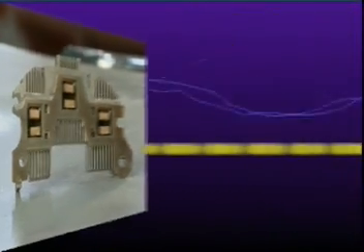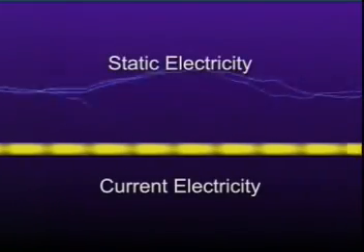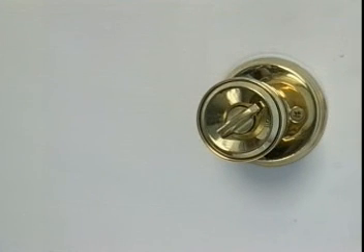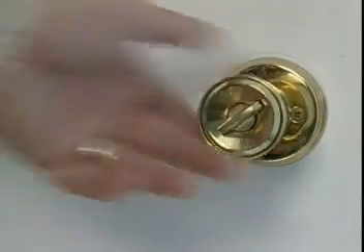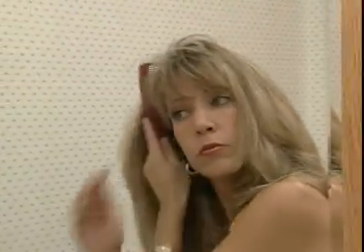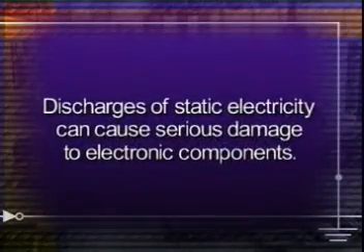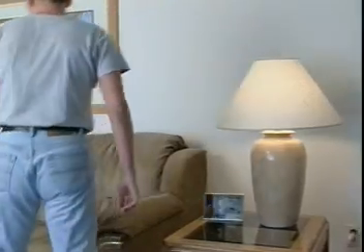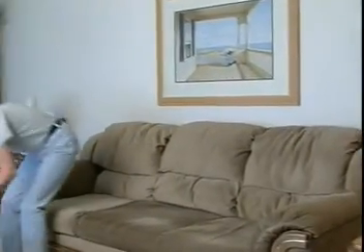It's important to be aware that there are two basic types of electricity: static electricity and current electricity. You encounter static electricity when you touch a door handle in your house or car on a cold, dry day and feel an electrical shock, or hear a crackling sound when you run a comb through your hair. Discharges of static electricity can cause serious damage to electronic components. Current electricity is the electrical current that powers almost all electrical devices, such as the lights in your home.